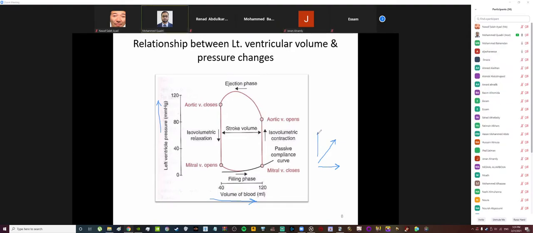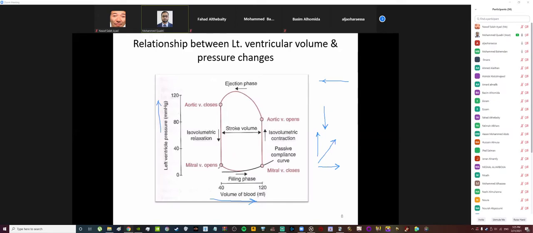Now only pressure is rising, but the volume is constant. What about now? Pressure is dropping and volume is constant. Now the volume is decreasing and the pressure is constant. Okay. So if you understand these lines now, we can understand this diagram.